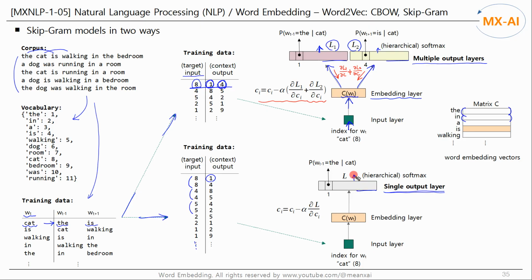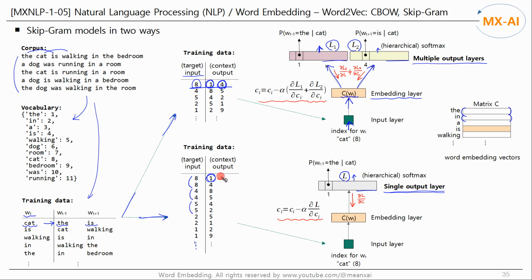The output layer outputs a softmax probability for every possible word in our vocabulary and computes the cross-entropy loss L using the desired output. In the backpropagation process, the gradient of the loss L is backpropagated, and then each element of the embedding vector is updated using the gradient descent.